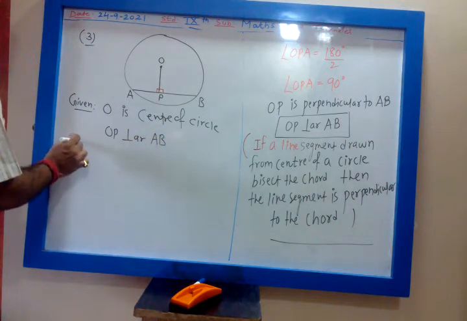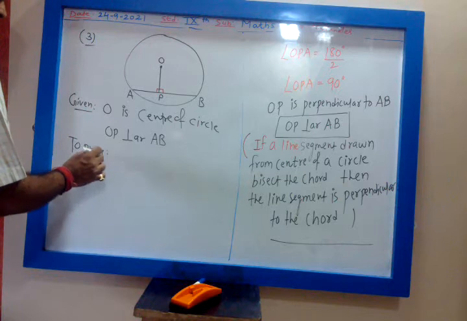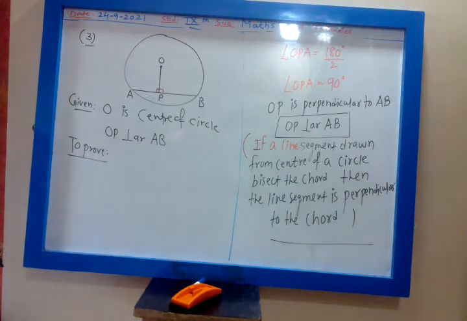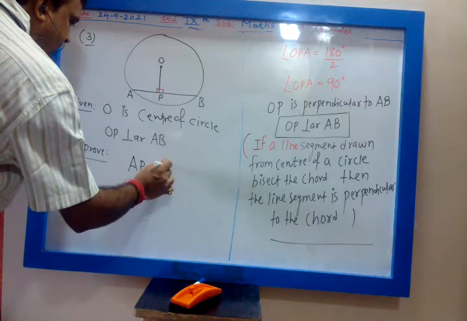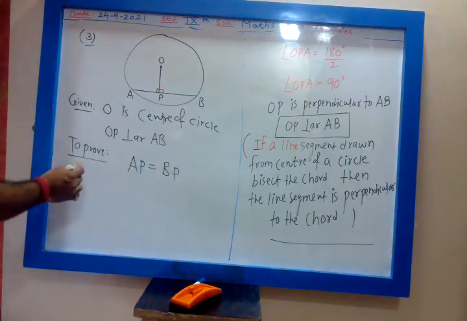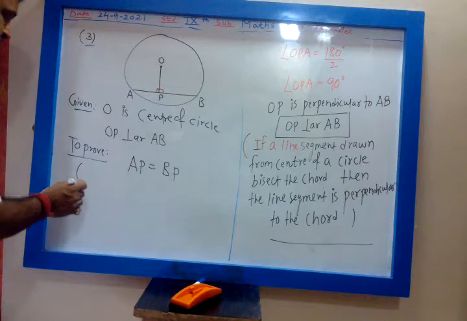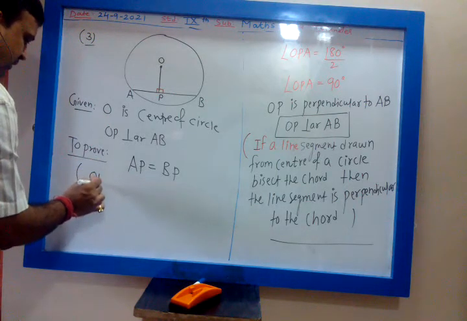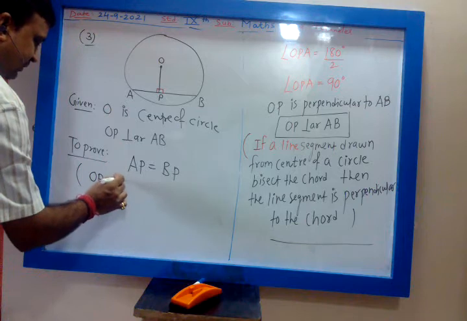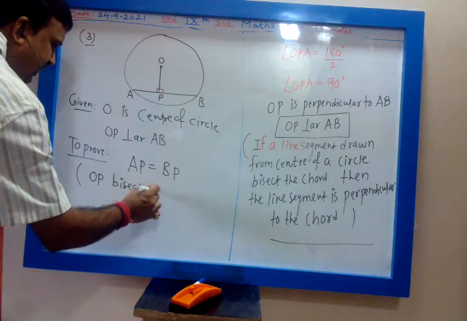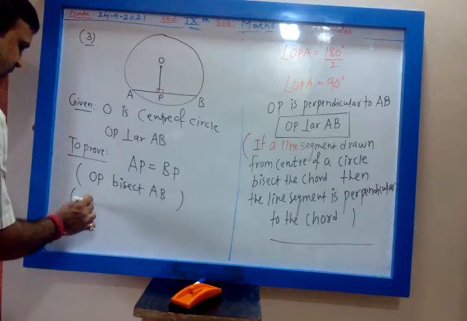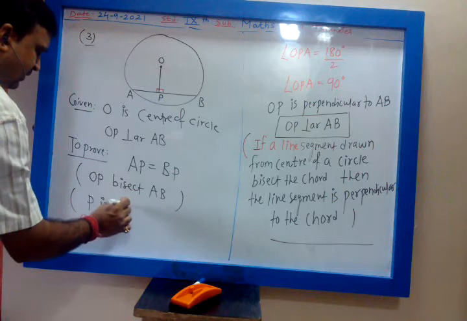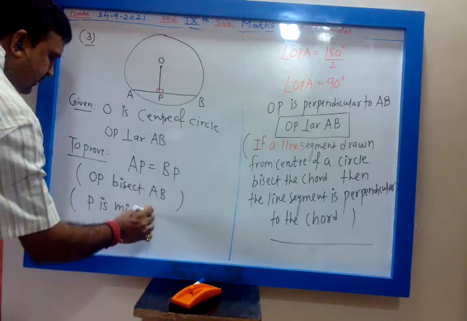Then you are given OP is perpendicular to AB. Now what do you want to prove? You prove that AP is equal to BP, or this is the same as to show that OP bisects AB, or this is the same as P is the midpoint of AB. All are the same.